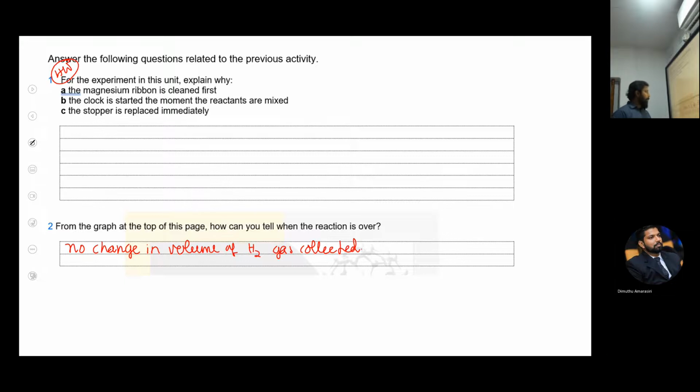The question says the graph at the top of this page, but it's better you say the time first. No change in the volume of gas collected after 5 minutes. Or you can say the volume of gas has become constant. It doesn't change over a period of time, after 5 minutes.